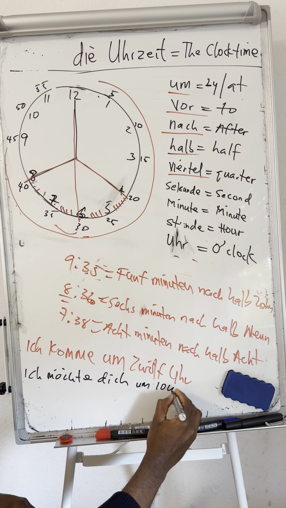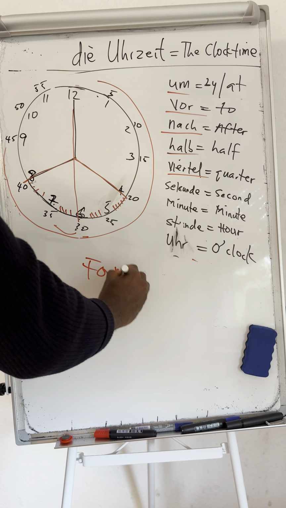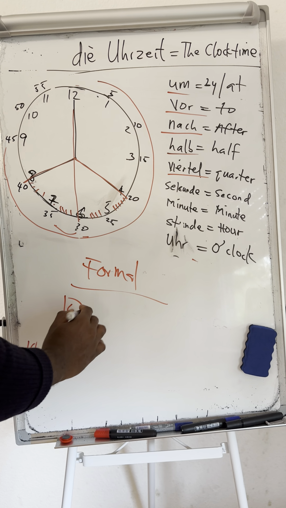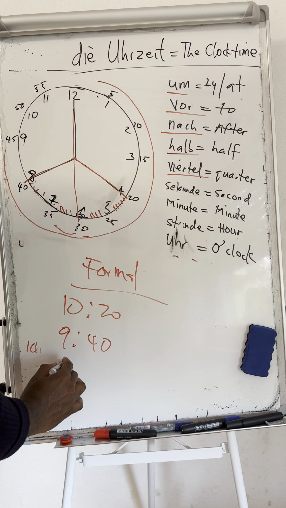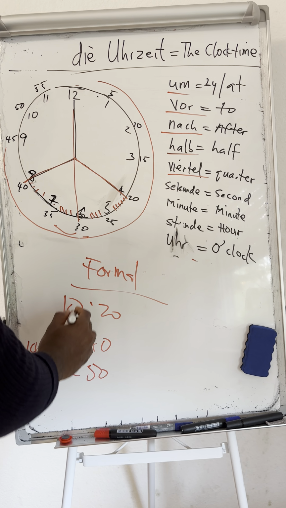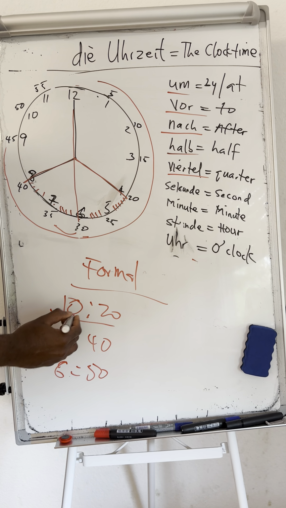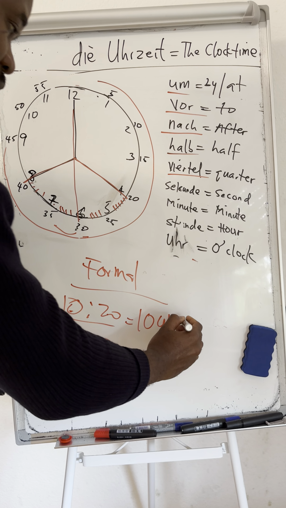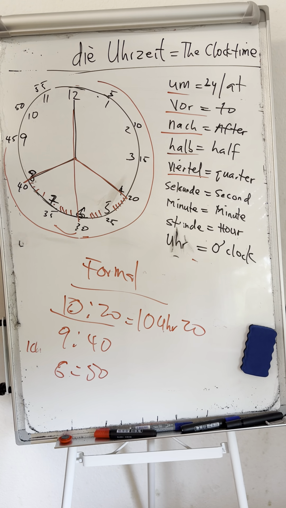So this is how you make sentences with time in German. Do you understand? This is an informal way of expressing German time. Now, what is formal? Formal is very simple. You just read the time the way it is. If I say 10:20, 9:40, 6:50, you just read it like this. 10:20 you write as 10 Uhr. You must put Uhr. 10 Uhr 20. 10 Uhr what? 20. Very simple.